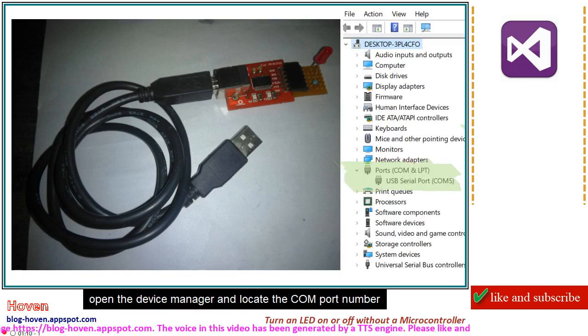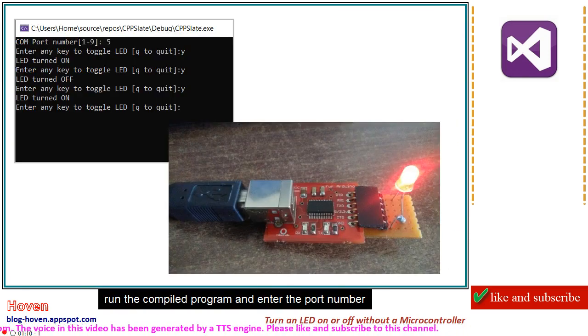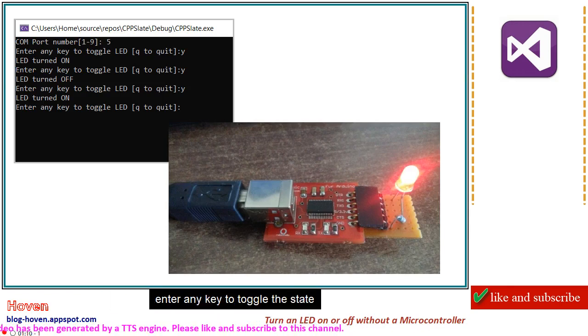Open the device manager and locate the COM port number. Run the compiled program and enter the port number. Enter any key to toggle the state.